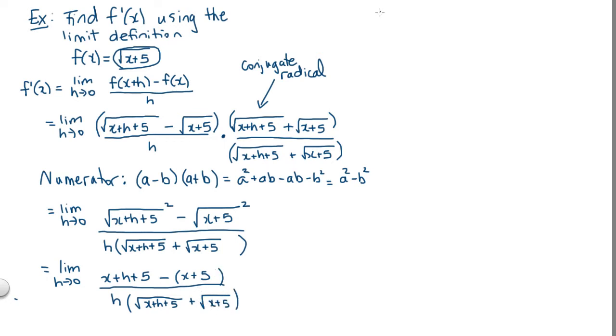Okay, so on to our next step. We're looking at the limit as h goes to 0. And let's finish just expanding out this numerator. Got x plus h plus 5. And if we're careful about our signs here, we got minus x and minus 5. And that's all over h times our conjugate radical.